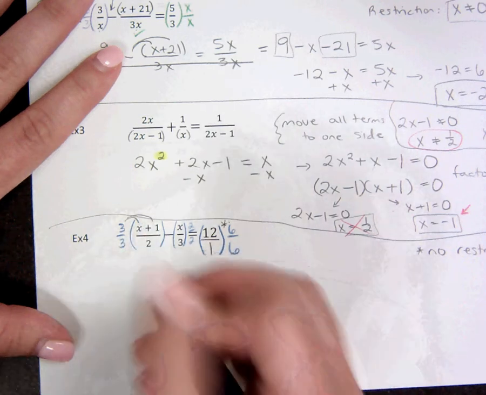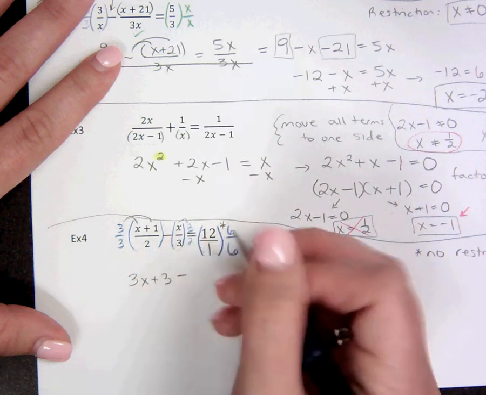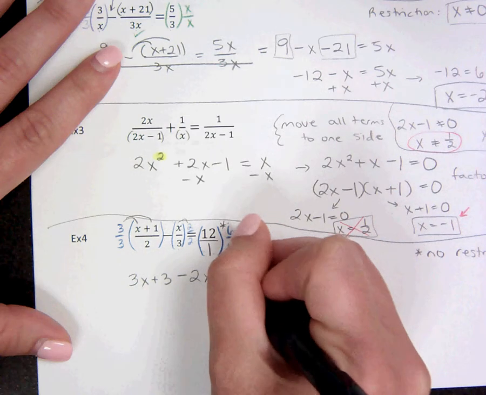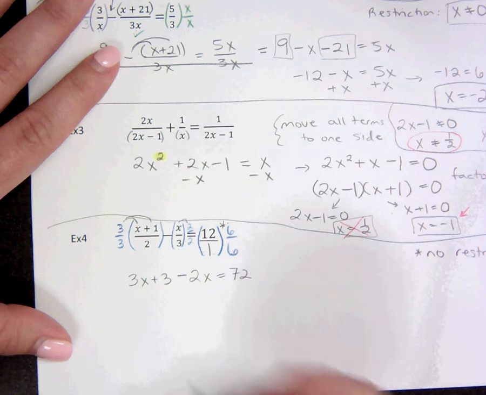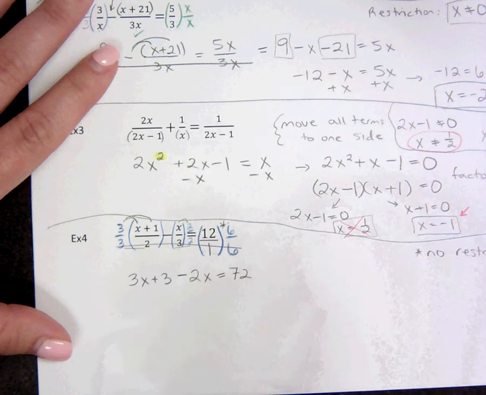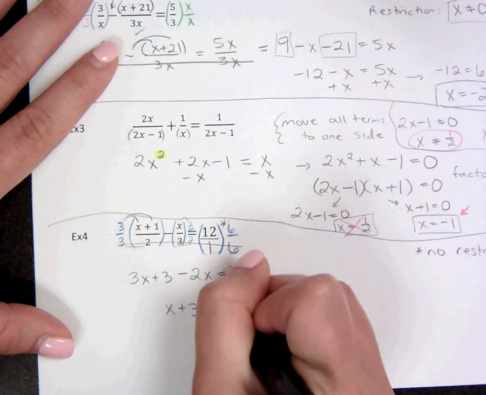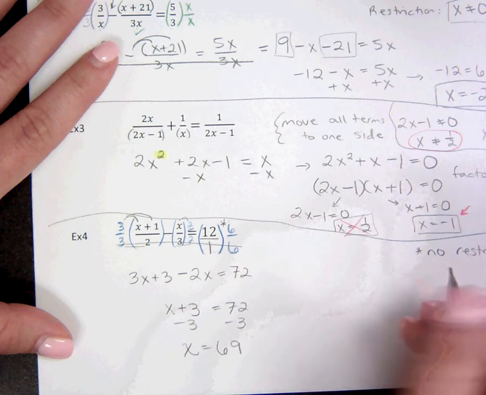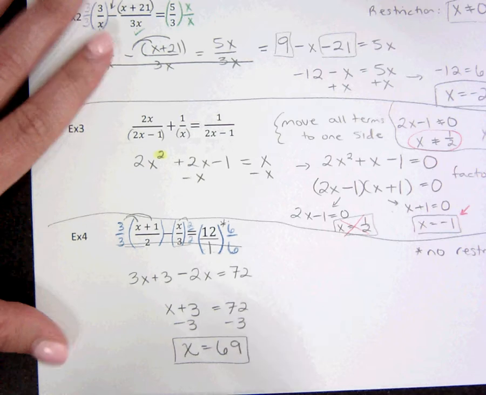So we're going to distribute that 3. That should give us 3x plus 3 minus 2 times x is 2x equals 12 times 6, which, let me just make sure, I'm pretty sure it's 72. Yep. And because I know this is going to be 6, 6, and 6, I can ignore those. And then solve, that'll be x plus 3 equals 72. And you'll get your final answer. And because there were no restrictions, we are just done. X equals 69.